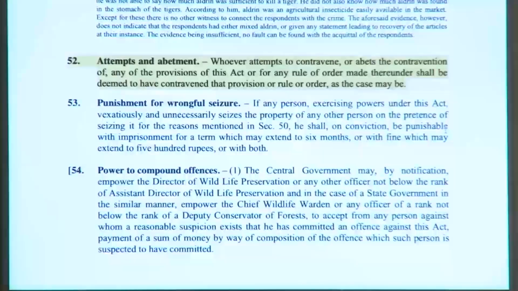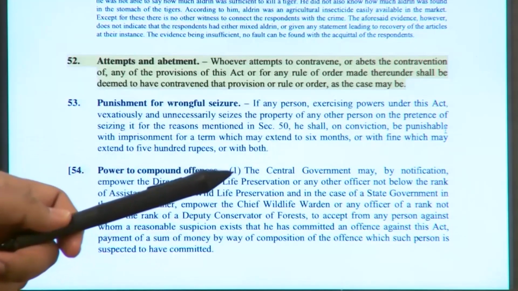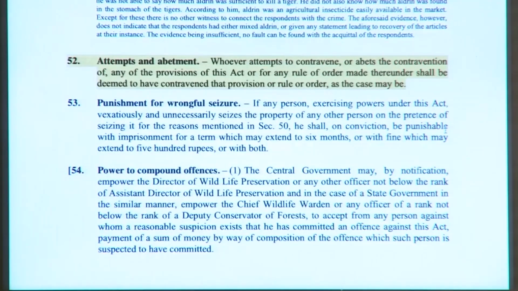Then there are certain penalties that have also been prescribed, and this is an important section, attempts and abetment. Whoever attempts to contravene or abets the contravention. So, you have not contravened any provision, but you are just attempting to do it. So, you have not hunted an animal, you are just attempting to hunt it, or you are helping somebody to attempt to hunt it.